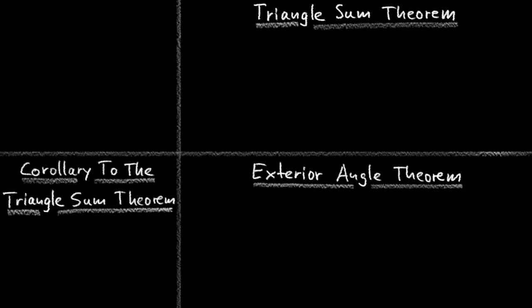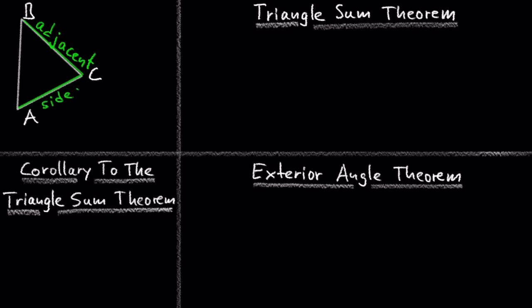Let's say we have the triangle ABC. In a triangle, two sides sharing a common vertex are called adjacent sides. So the sides BC and AC are adjacent sides. The third side, AB, is the side opposite of angle C.